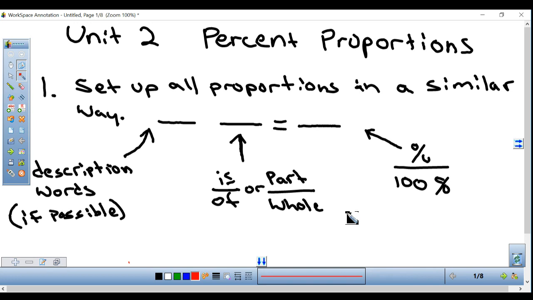The next line is where we're going to put is over of, or part over a whole. And this will make more sense once we get some examples. And the last one is what we're always going to put: percent of over 100. So no matter what, this last line on the right, always put the same thing: a percent with whatever number that is over 100%. 100% will always go in the bottom right-hand corner if it is a percent problem. No other number but 100%.